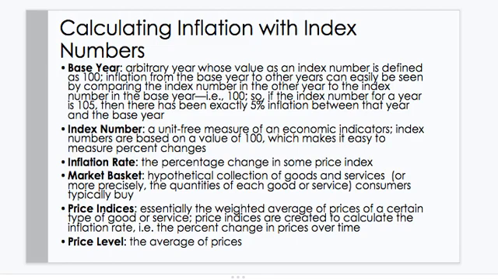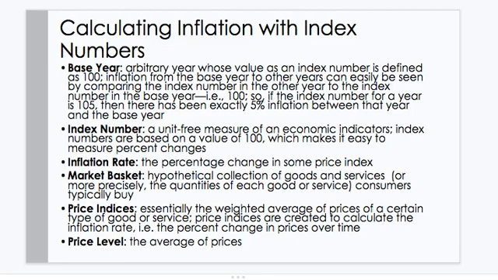Calculating inflation with index numbers. There's a base year, an arbitrary year, whose value as an index number is defined as 100. Inflation from the base year to other years can easily be seen by comparing the index number in the other year to the index number in the base year, i.e. 100. So if the index number for a year is 105, then there has been 5% inflation between that year and the base year. Index number, a unit-free measure of an economic indicator.